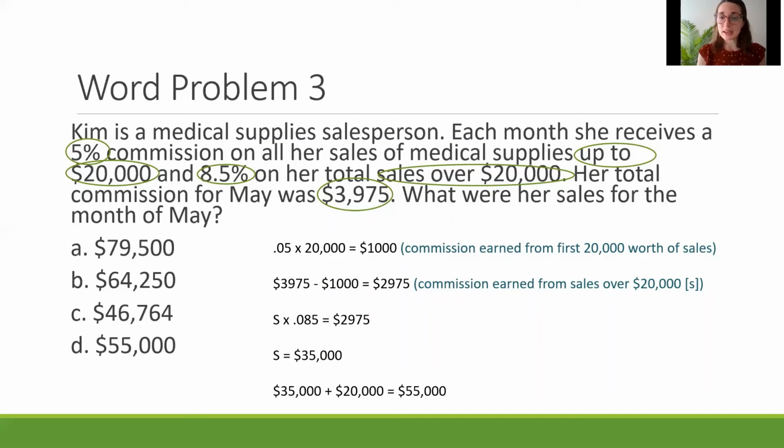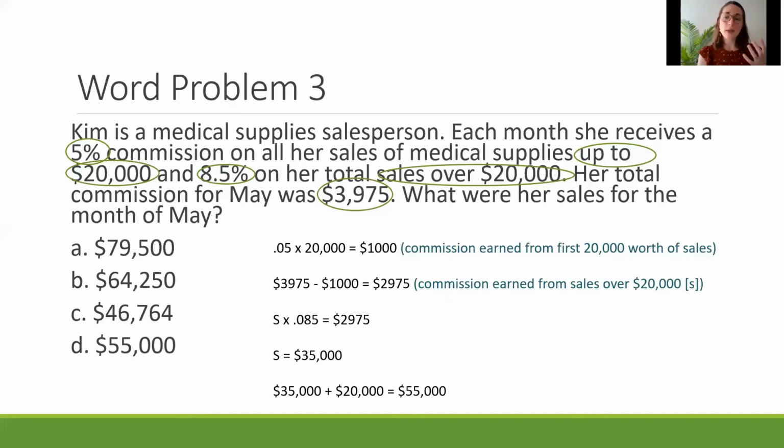You'll see that I put a little letter S next to that in the blue writing on the second line, and that's because we're going to use that S as a variable to show the sales over $20,000. Now, if I want to know how much she sold over $20,000, I have to do a little equation, and you'll see that on the next line. I know that she earned $2,975 worth of commission just on the sales over $20,000, which means that S, which are the sales, if we multiply that by the percentage that she gets for her commission, which is 8.5%, or in decimal form, 0.085, that will be equal to $2,975. This is what we need to figure out what her sales were above that $20,000, keeping in mind that we already had the $20,000 down.